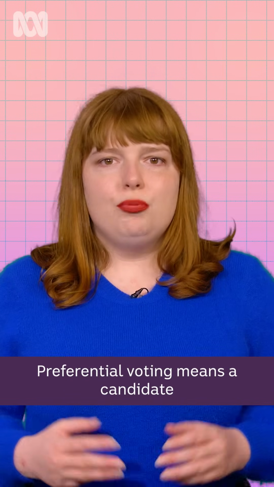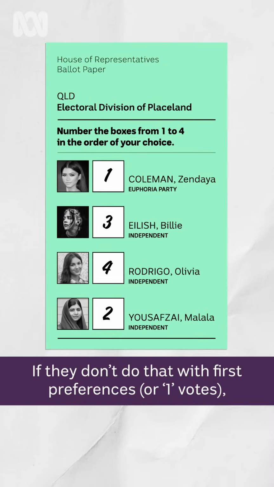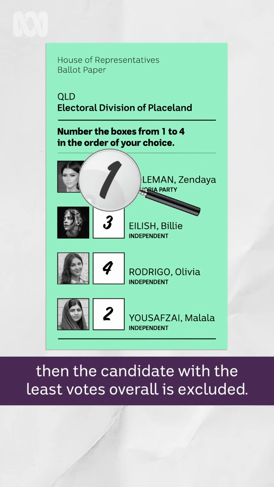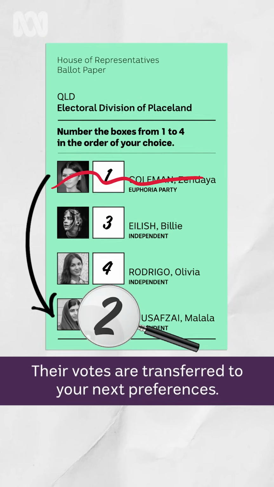Preferential voting means a candidate needs 50% to win. If they don't do that with first preferences or 1 votes, then the candidate with the least votes overall is excluded. Their votes are transferred to your next preferences.